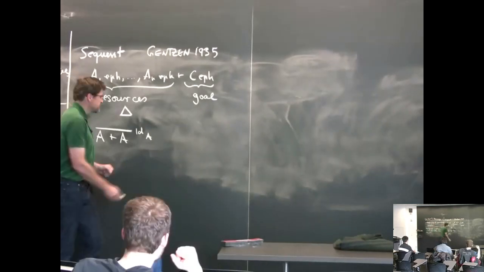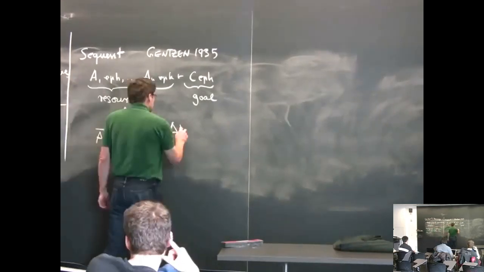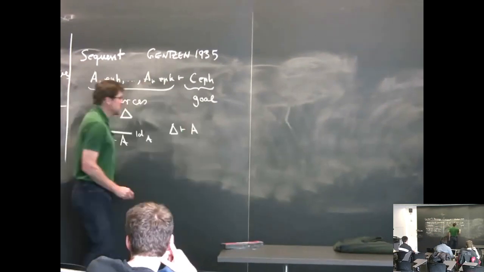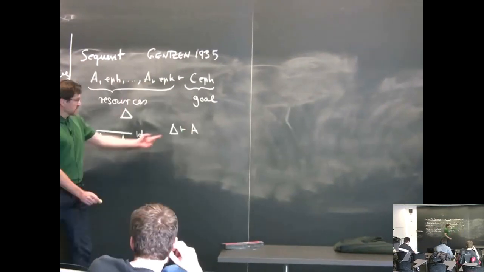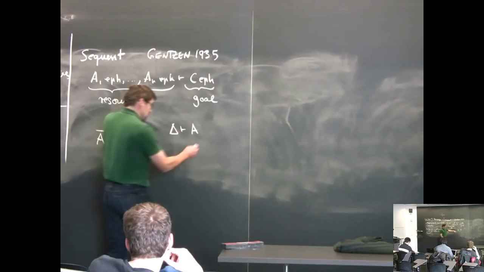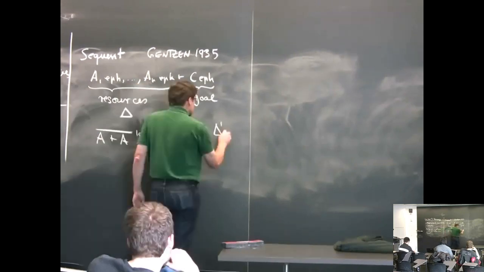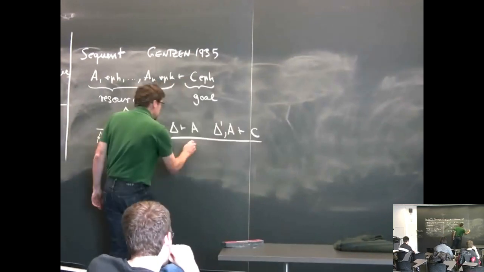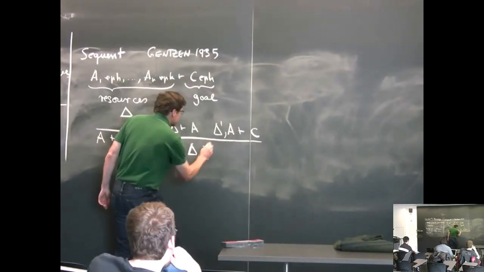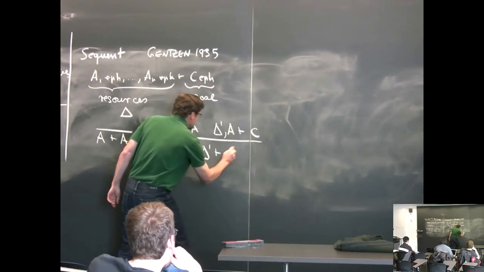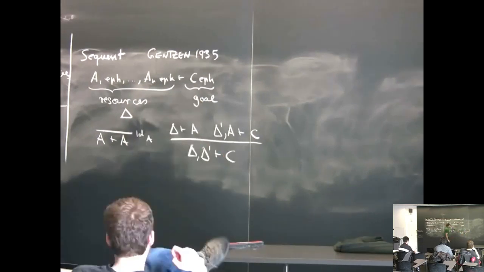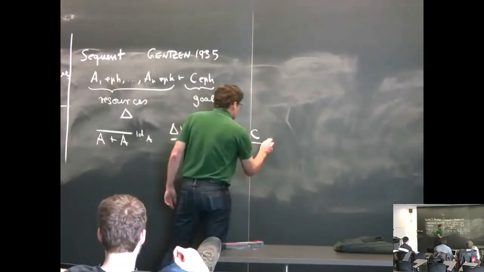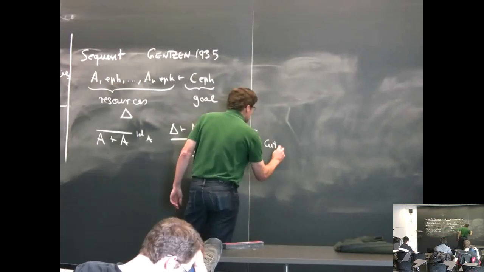And the second one goes the other way. It says that if I can achieve A as a goal, then I can go ahead, consume delta, and get my goal A. And then if I assume it in order to achieve C, then if I put the two resources together, I can achieve goal C. Okay. So this is the cut rule.